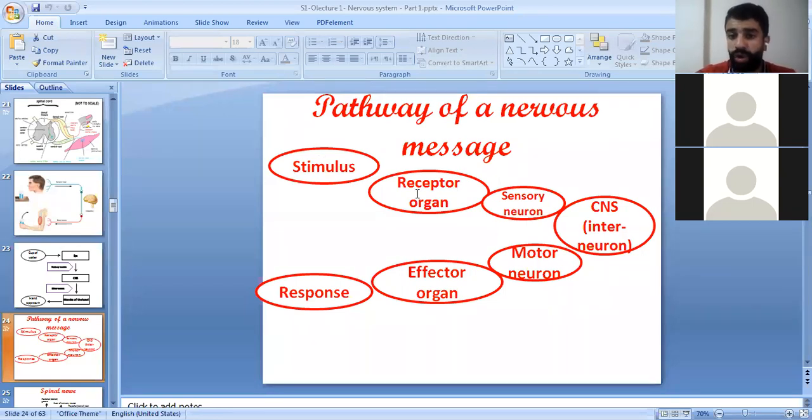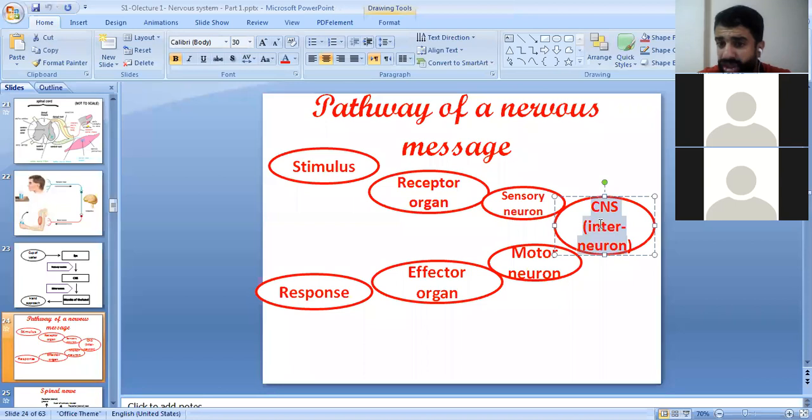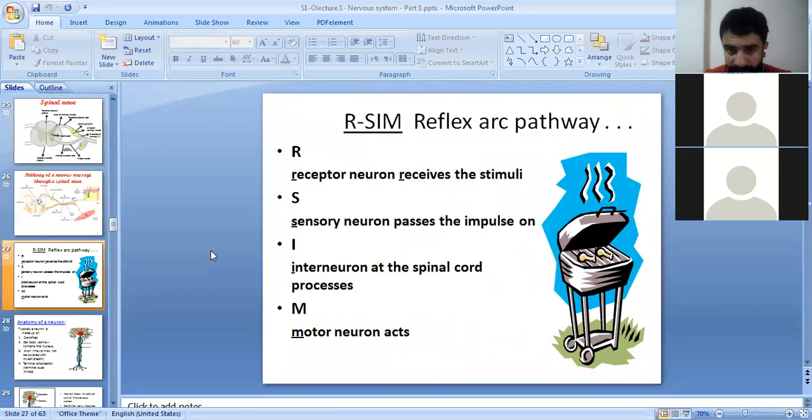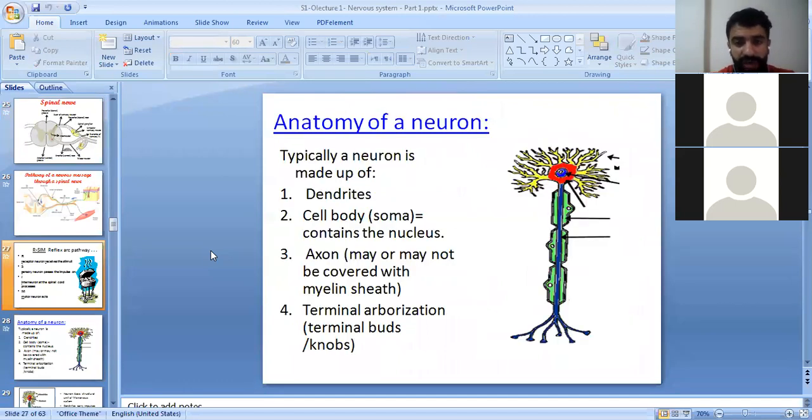We have receptor organ, which is the eye in this case. Sensory neuron, central nervous system. It has a special neuron called interneuron. We are going to talk about it. Motor neuron, effector organ, and finally we'll have the response. Reflex arc: receptor, sensory, interneuron, motor. Interneurons are special types of neurons. What are the neurons? We're going to talk about this. So neurons, what is the neuron and what is the function of the neuron?